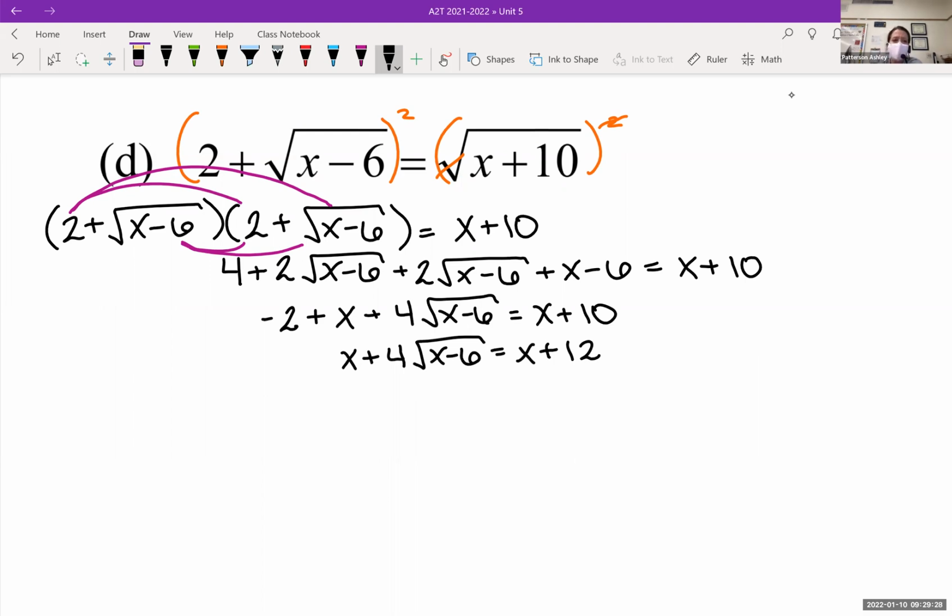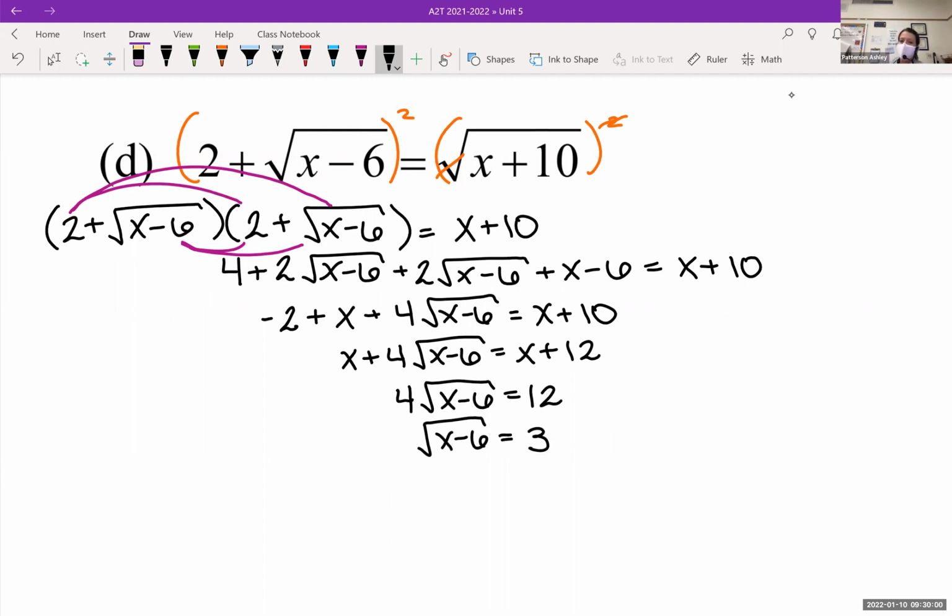Do I want to add or subtract? Yeah, thanks. If we subtract x to both sides, what's going to happen? They cancel out. All right, so then we're left with 4 times the square root of x minus 6 is equal to 12. Still trying to isolate the square root. What should we do at this point? Cami? Divide by 4. So the square root of x minus 6 is equal to 3.